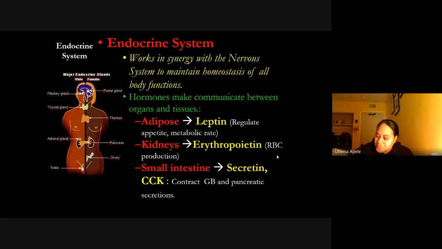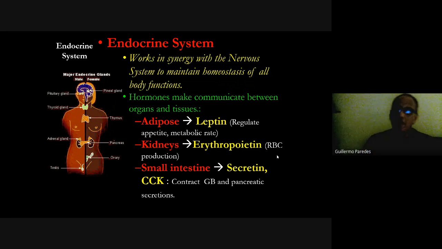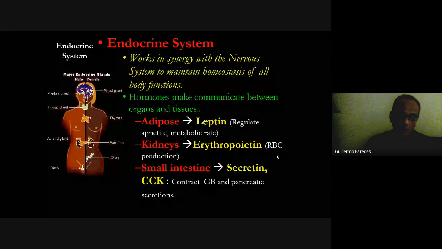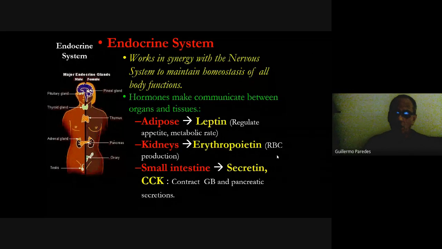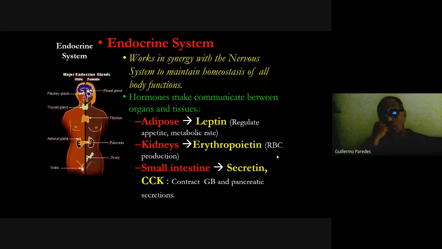Okay, we have the small intestine, where secretin stimulates secretions in the intestinal lumen, and CCK, the cholecystokinin, is another hormone. Now, what is the cholecystokinin doing? If you eat more, the gallbladder contracts more. If you eat more, more gastric acid is going to be produced. And who is stimulating that? The secretin.